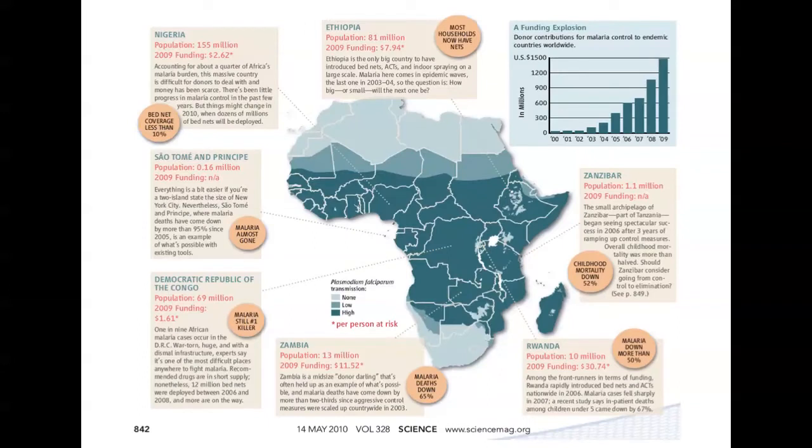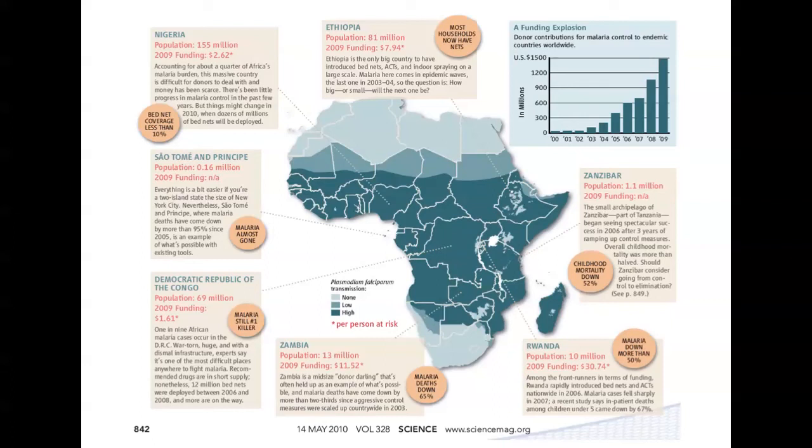And again, this comes from the same article, which I've put a link to on the Facebook site. If you look around Africa, you see a very mixed picture of what's going on. So places like Rwanda, malaria down more than 50%. Similarly, Zambia, malaria deaths down 65%. But there are a few hard problems. This is the hardest, I think, of all.